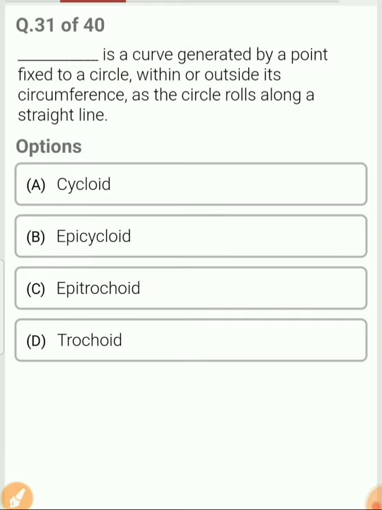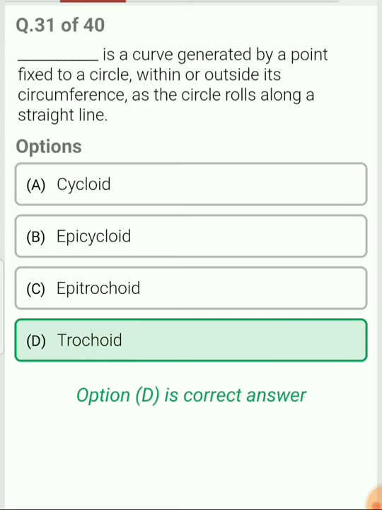A curve generated by a point fixed to a circle, with or without its circumference, as the circle rolls along a straight line. So that is equal to what? That is equal to the trochoid. It is the curve generated by a point fixed to the circle within or outside the circumference, right?